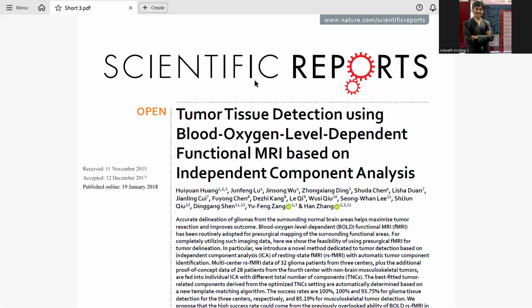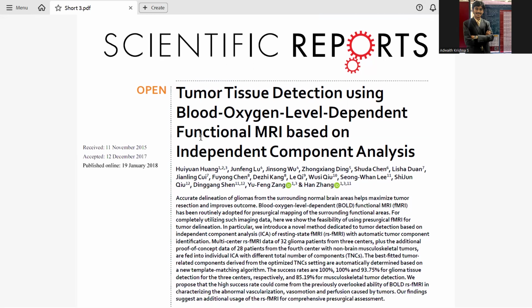Today we will be reviewing this article in brief. This article is on the topic tumor tissue detection using blood oxygen level dependent functional MRI based on independent component analysis.